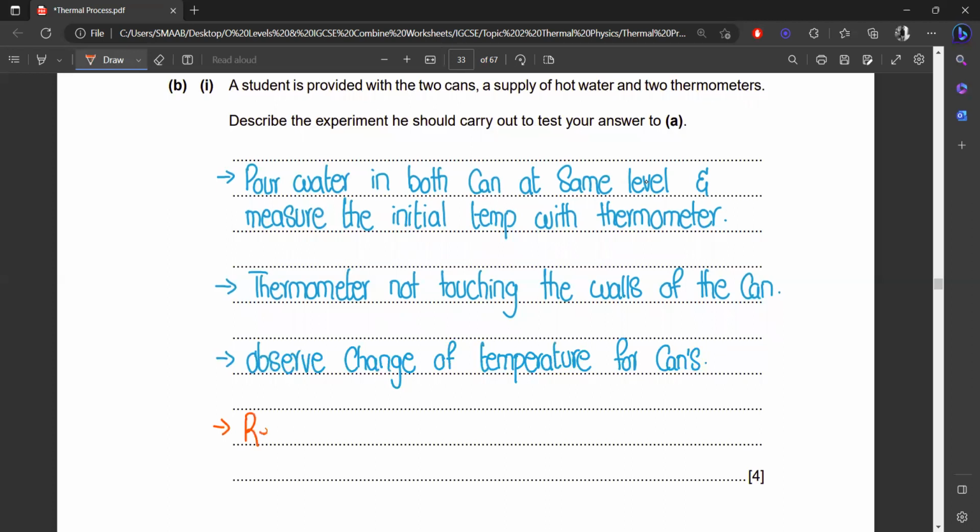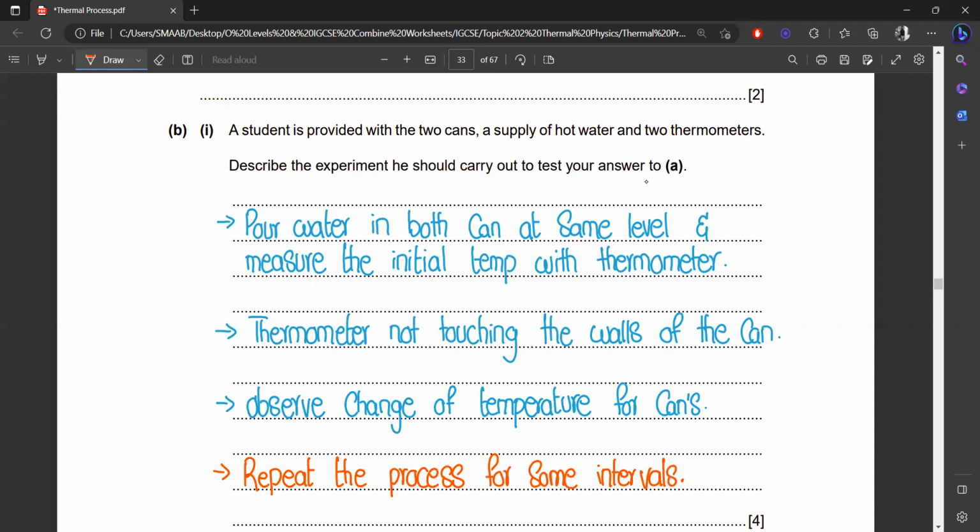And then we have to repeat the process for some intervals, because we always record more than one value, then we find the average value, so there will be less chance of error in the experiment, right? Yes.